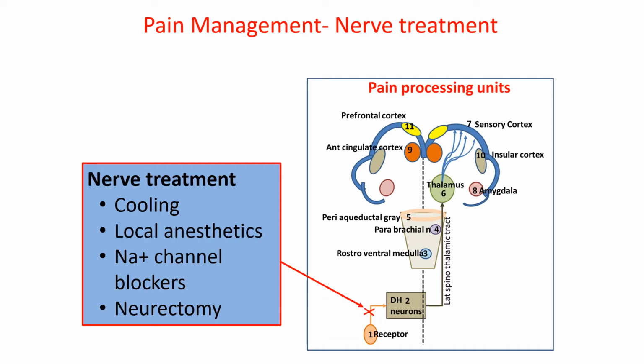Options are cooling the nerve so that the impulses are not carried to the spinal cord, or injecting a local anesthetic or sodium channel blockers so that the impulses are not transmitted. Sometimes we may have to do those nerve blocks to perform certain surgeries, say for example tooth extraction or any of those things. Or in case of an intractable pain, the neurectomy is also done.